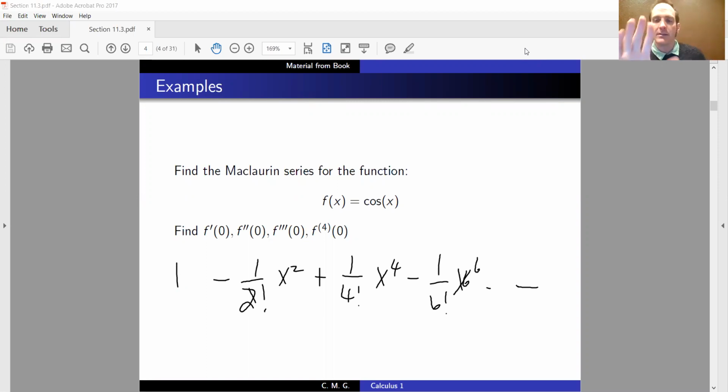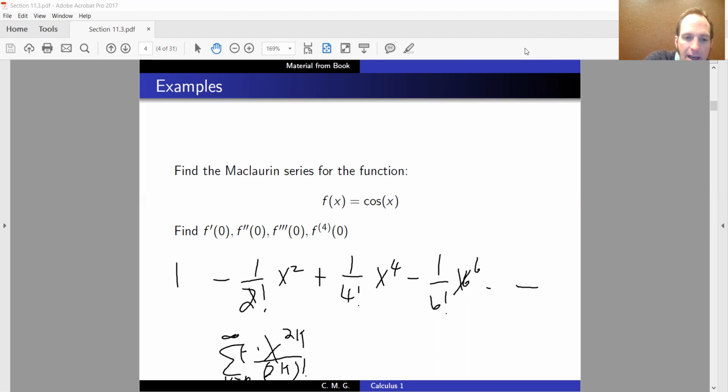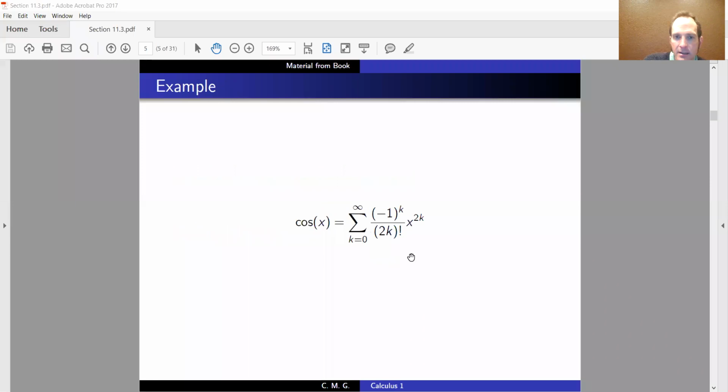So now I have to figure out a way to write this in summation form. The general term here has an even power of x. To write an even power, I take 2 times any number and I get an even number, divided by that same thing with a factorial on it. And that goes from 0 to infinity. And then I actually have a -1 to the k here as well, because that's an alternating series. All right, so that means we end up with cosine of x equals the sum of -1 to the k over 2k factorial x to the 2k.